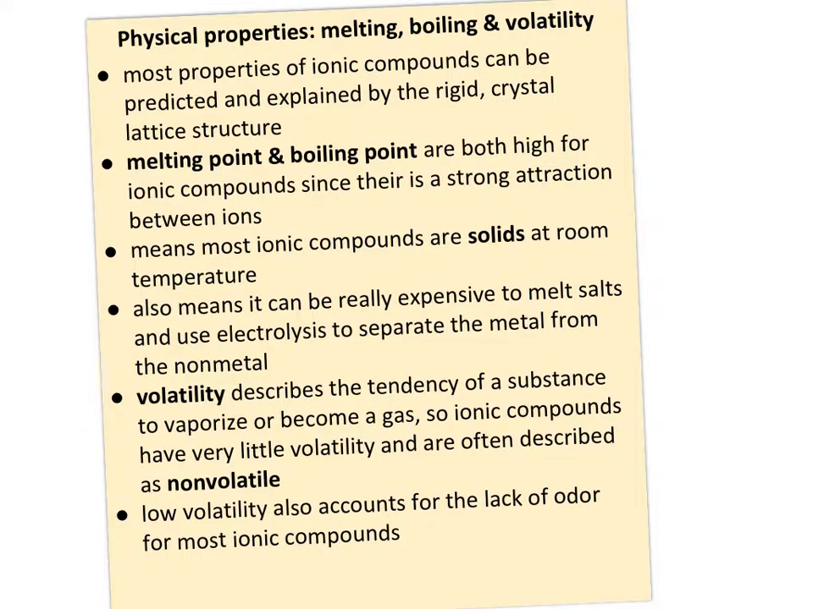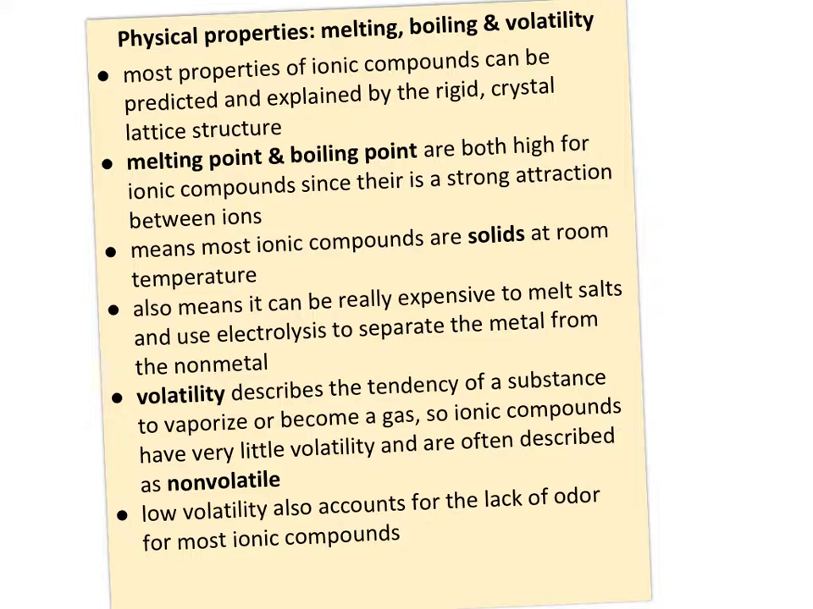So what are some of the physical properties that arise from this lattice? Well, most of them are predicted because of this rigid crystal lattice. It means the melting point and boiling point are both going to be pretty high because there's going to be a strong attraction between the ions. That means most ionic compounds are solids at room temperature. It also means it's really expensive to melt salts and to try and remove the metal from the nonmetal using electrolysis, and that's commonly done, but that's part of what makes metals very expensive to recover.